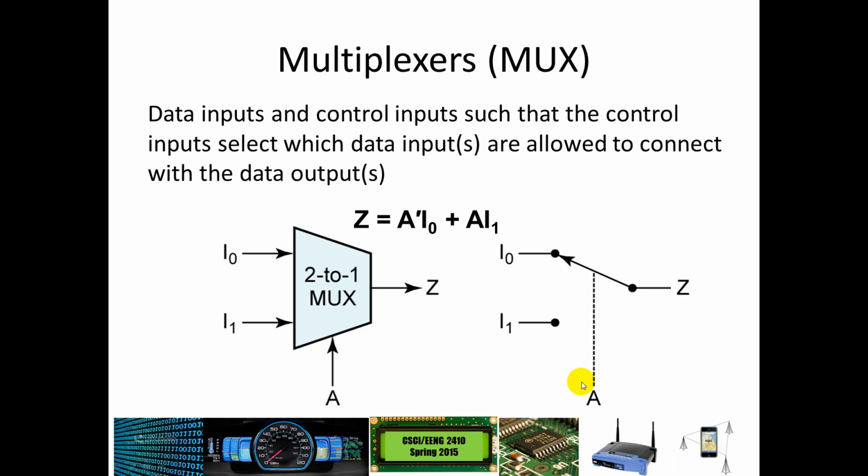And so effectively A can be thought of as changing this switch, connecting it from I0 out to Z, or excuse me, from I1 out to Z. And the logic there is really what you see here. It's A prime, that would be when A is a 0 and I0 is a 1, that's when we're going to see Z go out to 1. Or if A is a 1, that's when we're selecting I1, and of course when I1 is a 1, that's when Z is going to go out to 1 as well.